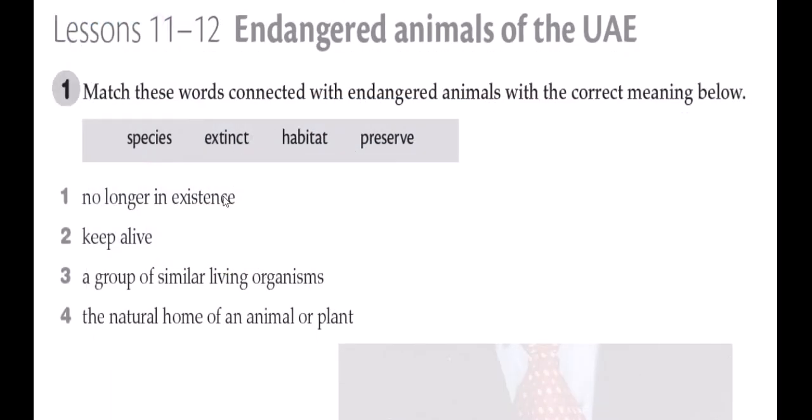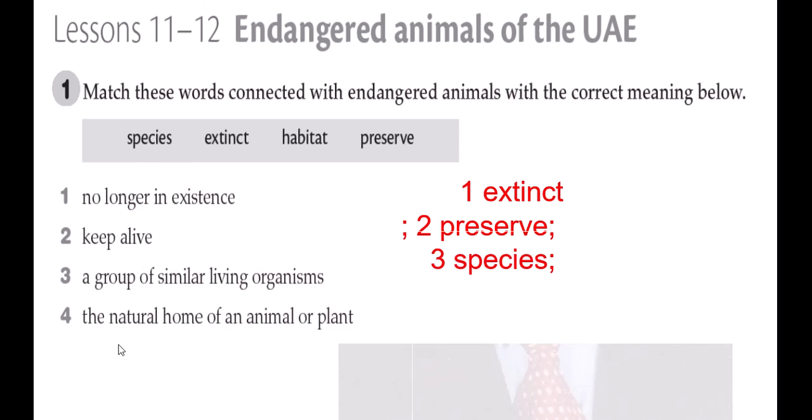Here we have species, extinct, habitat, and preserve. No longer in existence, this means extinct, finished. Keep alive, preserve. What does it mean? A group of similar living organisms, species. Number four, the natural home of an animal or plant is called the habitat.